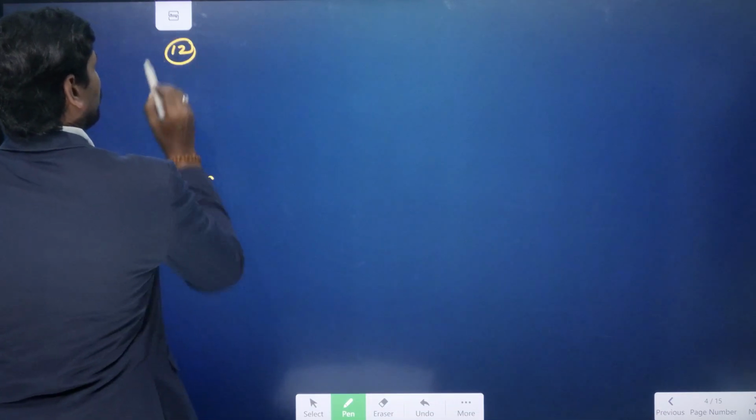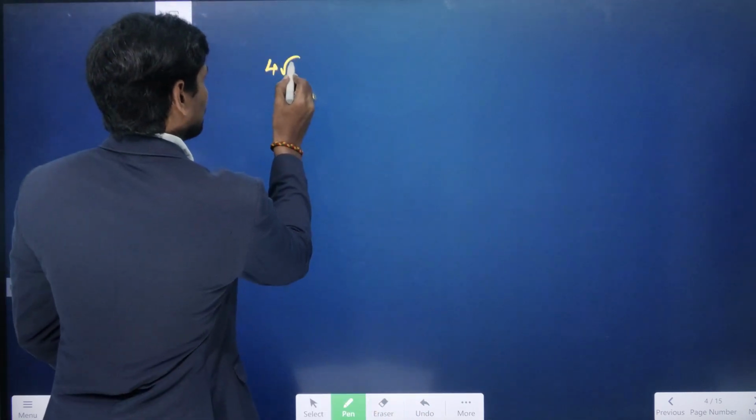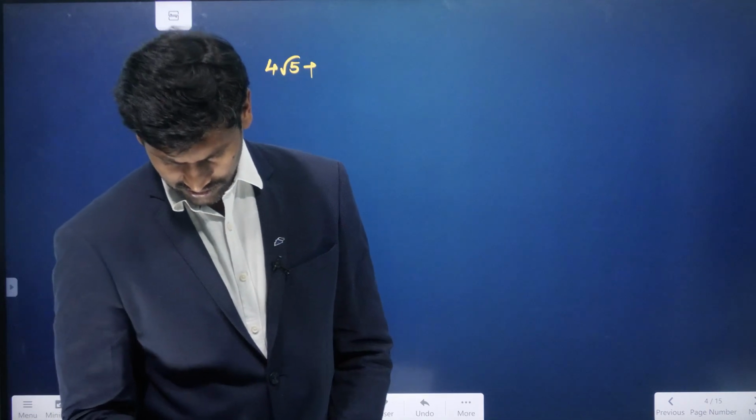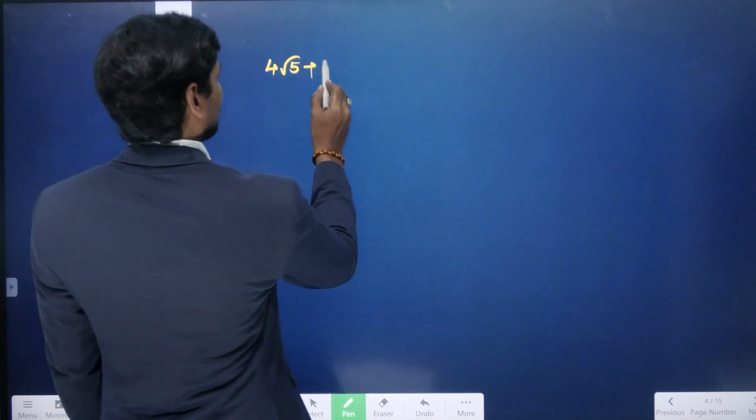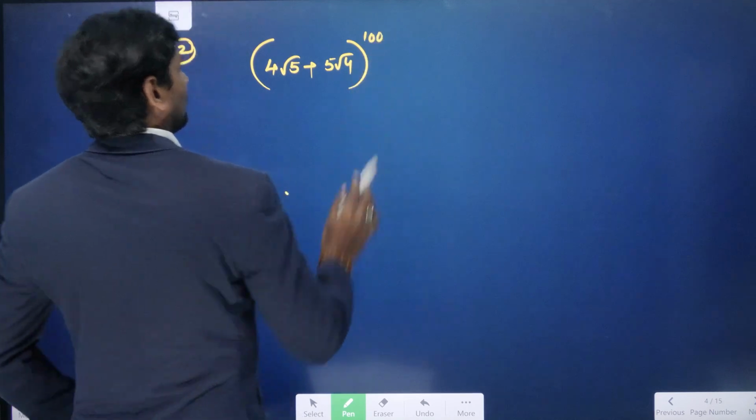Problem number 12. It is given that the number of rational terms in the binomial expansion of 4 root 5 plus 5 root 4 whole to the power of 100. So rational term, what is that?